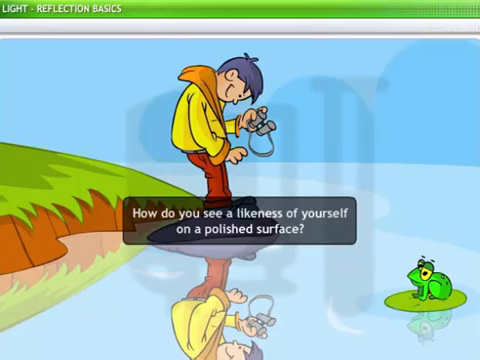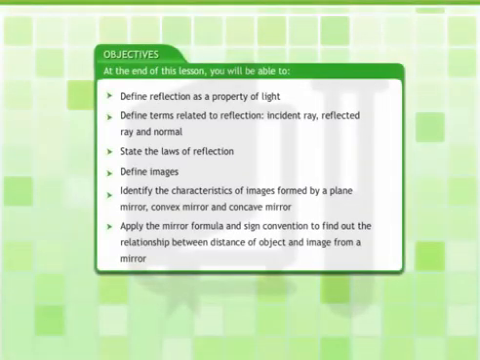on your eye lens. At the end of this lesson, you will be able to define reflection as a property of light, define terms related to reflection: incident ray, reflected ray, and normal, state the laws of reflection, define images, identify the characteristics of images formed by a plane mirror, convex mirror, and concave mirror. Apply the mirror formula and sign convention to find out the relationship between distance of object and image from a mirror.